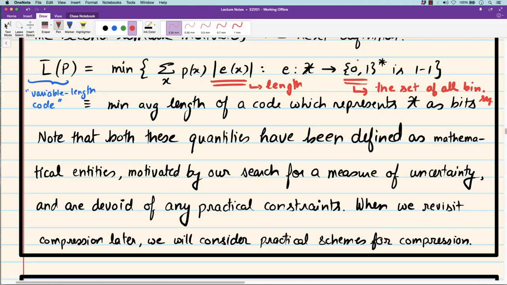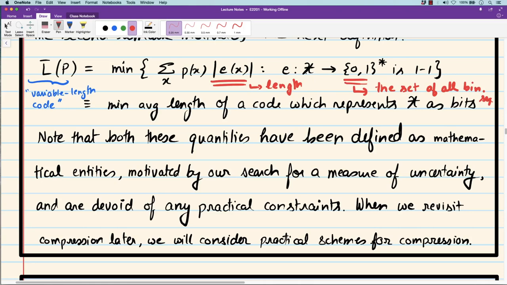So we don't ignore any symbols in this new notion of minimum length of a code that can be used to compress this source. We don't ignore any symbols, but we only consider average length, as opposed to the previous definition which considered worst case length but allowed you to ignore symbols with probability less than epsilon. So these two definitions are very similar, but they're slightly different too, and we'll see in what sense they are similar and in what sense they differ. So this L bar P is the second definition I want you to remember. It's the minimum average length of a code which represents X as bits.